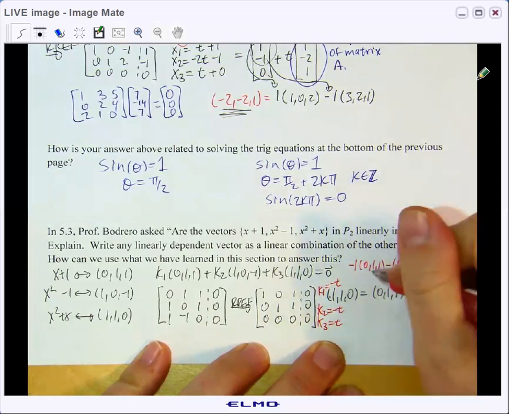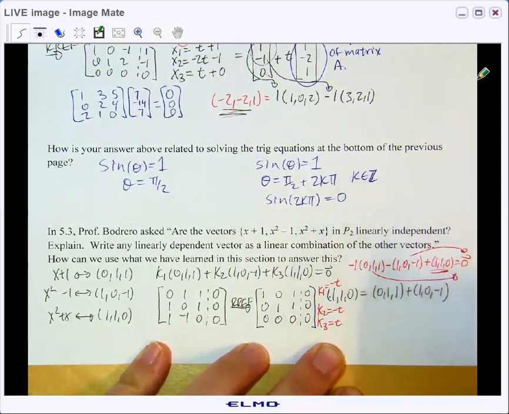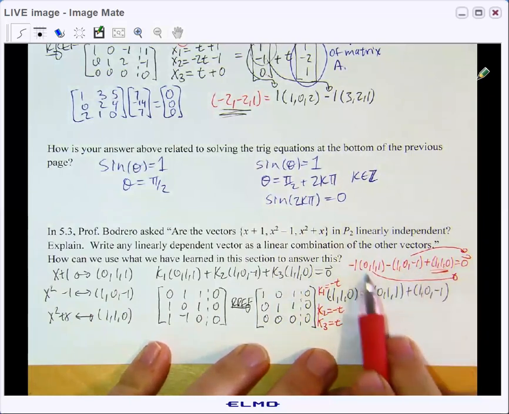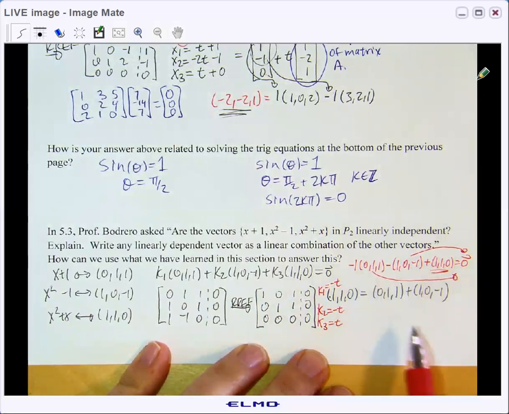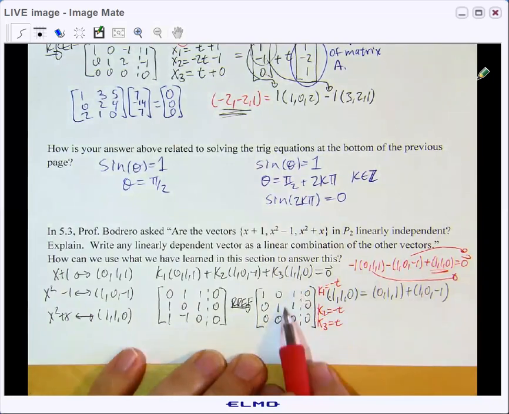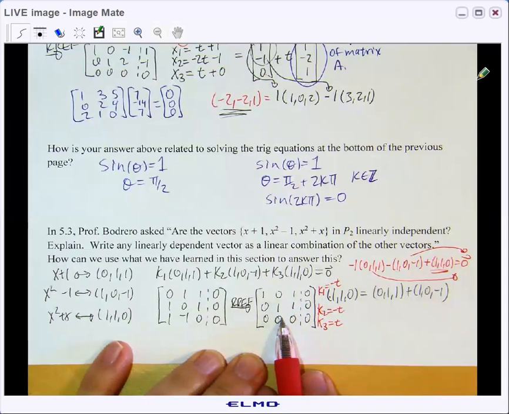Moving these two to the other side of the equation, you then see that we can solve for the third vector in terms of the other two. And similarly, we could solve for any one of these in terms of the others. So we don't have to say that the third one's the linearly dependent one and use the first two. We could say that the second one is linearly dependent on the first and third and use those.